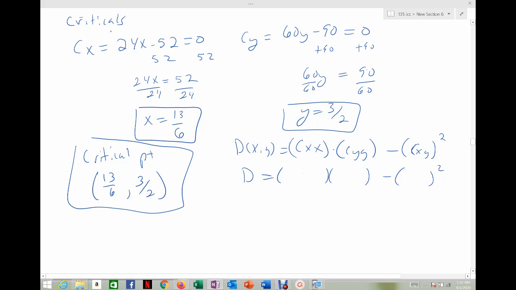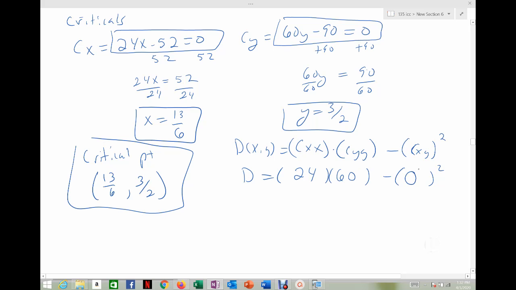I'm just going to find them and plug them in the right spots in my formula. So the second derivative with respect to x, I look here. There's my derivative with respect to x. Take it again with respect to x. Well, it's 24. The second derivative with respect to y: I take its derivative with respect to y. The only part is 60y, its derivative is 60. And the mixed derivative is 0.